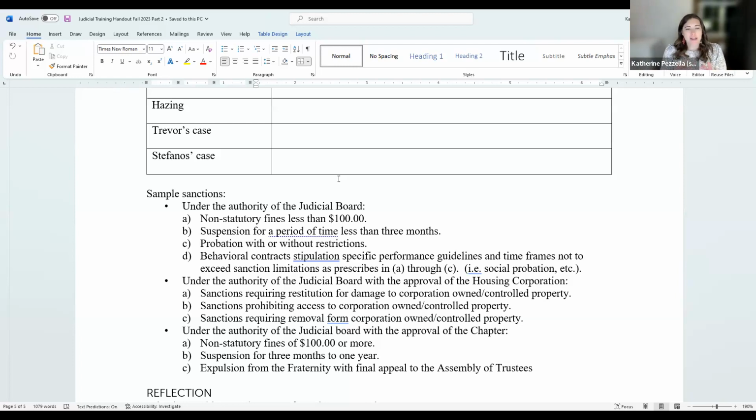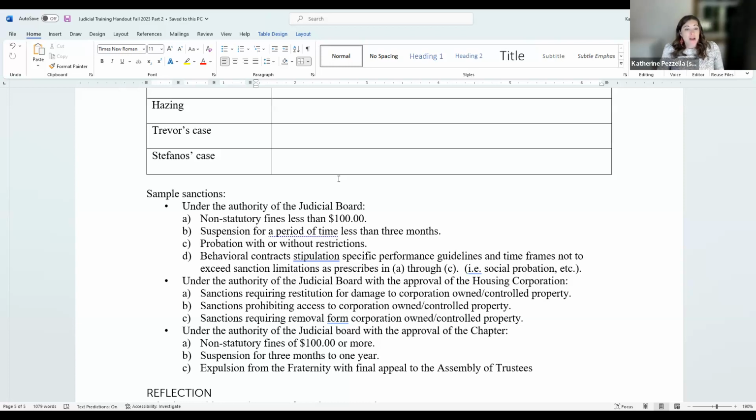So it doesn't have to be one giant matrix for any possible thing that could happen in your chapter. You can have these small matrices for alcohol violations, physical violence, substance-free housing, all these different types of things.